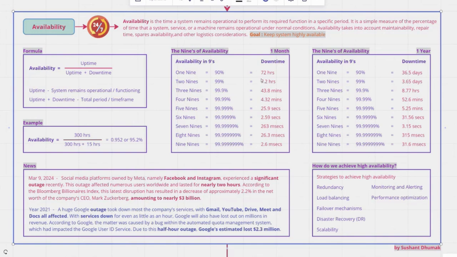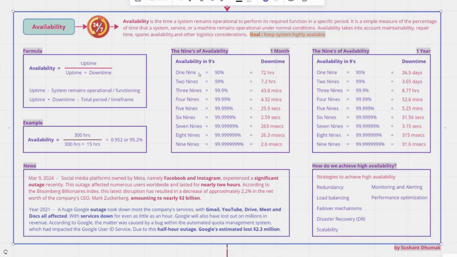If it is acceptable for you, that's fine, then they will have that agreement with you. But if you don't want that, you can go ahead with a further 9. There are 2 nines, that is 99%, your system will be available. That is 7.2 hours in a month. This calculation is according to the month time. If you ask for 3 nines, 99.9%, that is 43.8 minutes that your system will be down.